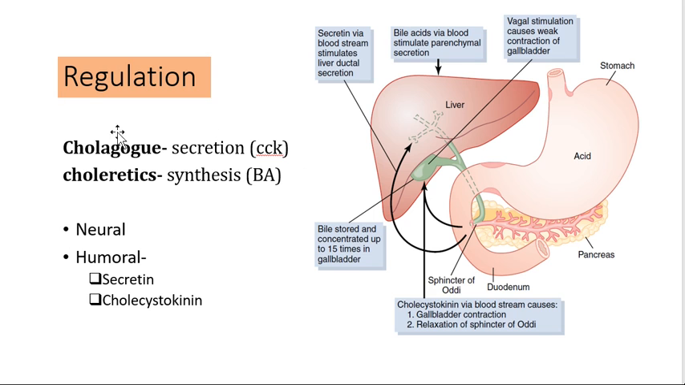So if we talk about regulation, there is obviously neural and humoral regulation. Neural regulation is least effective here. The vagus is not a very important part in regulating bile secretion and synthesis. If we talk about humoral, for example, bile is alkaline in nature and the chyme coming from the stomach is acidic, so acid is coming here.